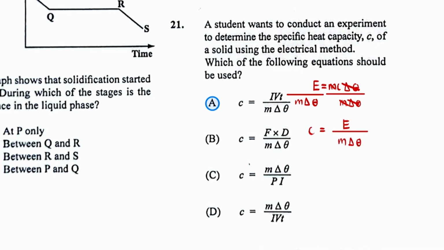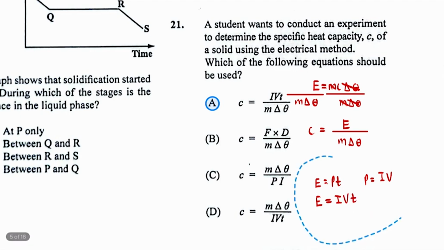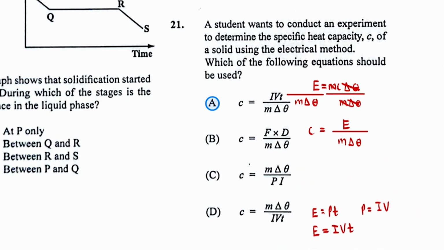Additionally, I would like you all to remember that energy is equal to power times time. And if we're talking about using an electrical method, you have to remember that power is equal to IV. So power is equal to current times voltage. And so if I make a substitution here, E is going to be equal to I times V times t. And if that's the case, I can make my final substitution. And so C is going to be equal to IVt all over mΔθ. So that is why my answer is E.